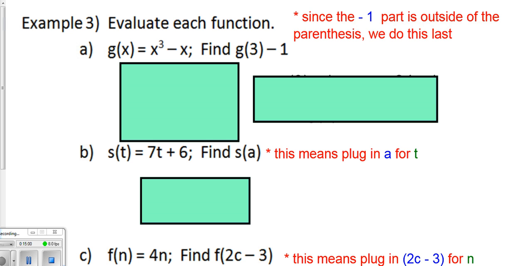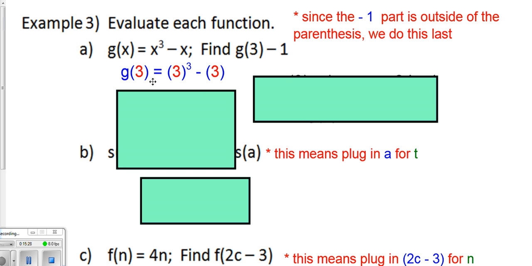So these last couple ones, they're a little bit extra steps in evaluating. If we look at this one, letter A from example 3, we have g of 3 minus 1. Well, since the minus 1 part is outside of the parentheses, we have to do that part last. So first we find out what g of 3 is, then we'll minus 1 from that value.